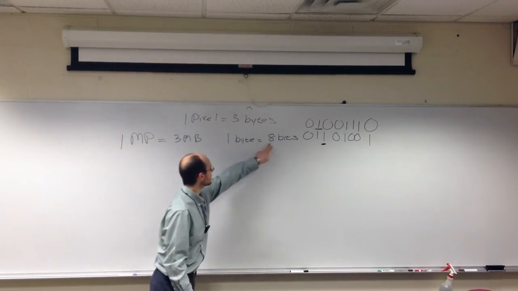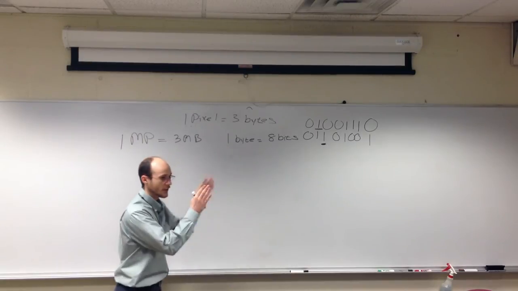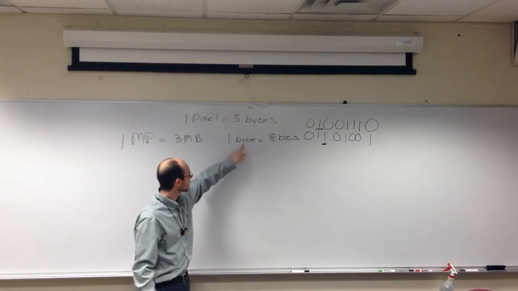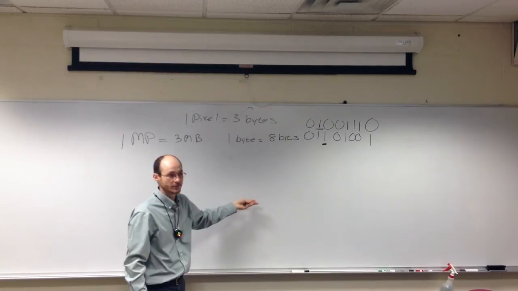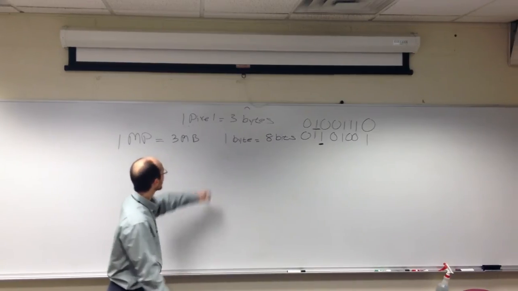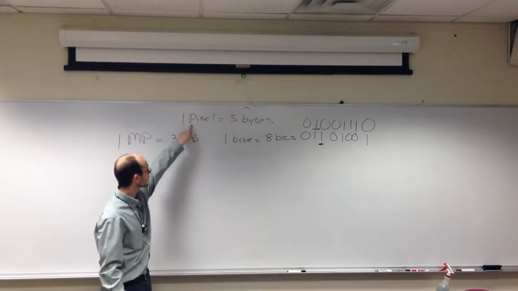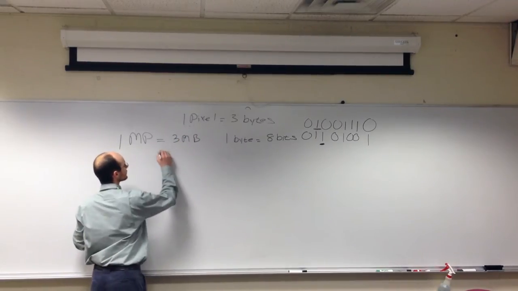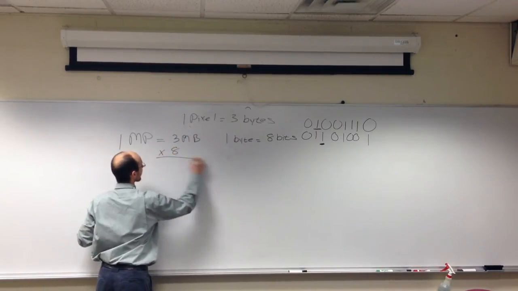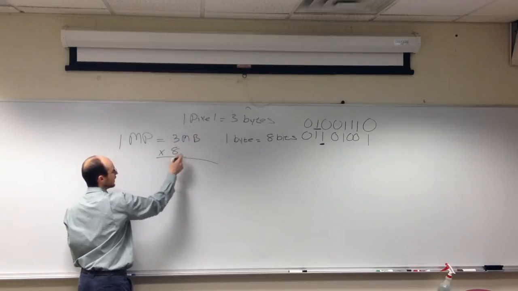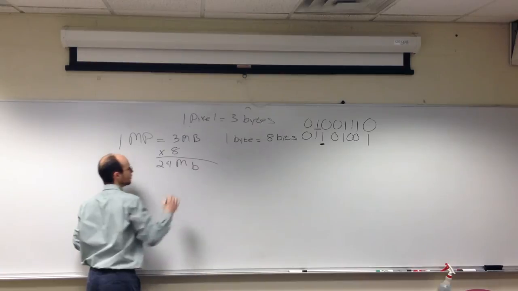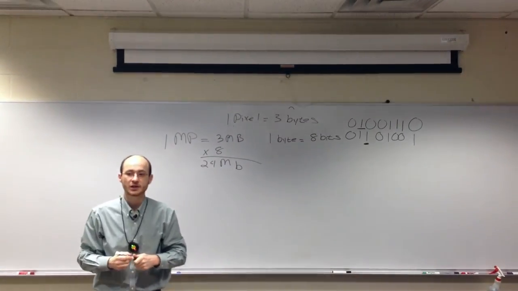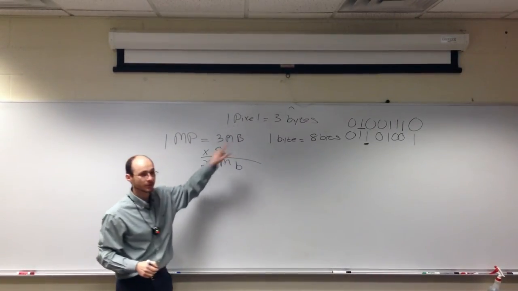So, 8 bits, 1 byte, that's where we said this becomes our minimum standard. From here on out, we use bytes. We say that 3 bytes represents one color. That means if I multiply this 3 by this 8, I will need 24 million bits. Do you see that I lowercase the B and not uppercase?